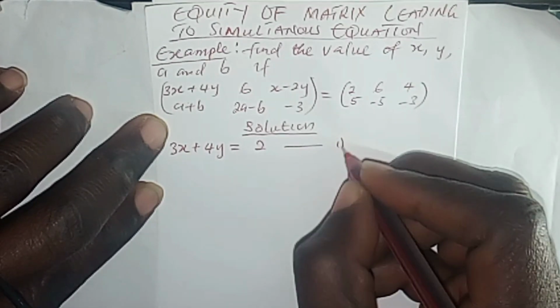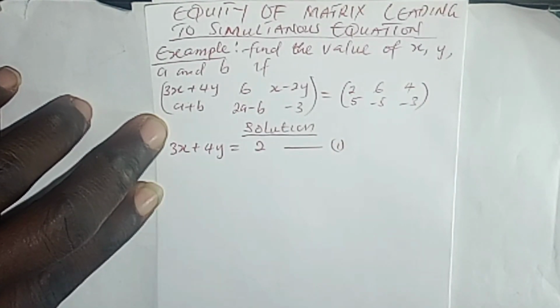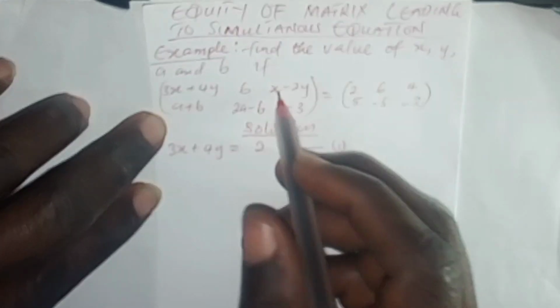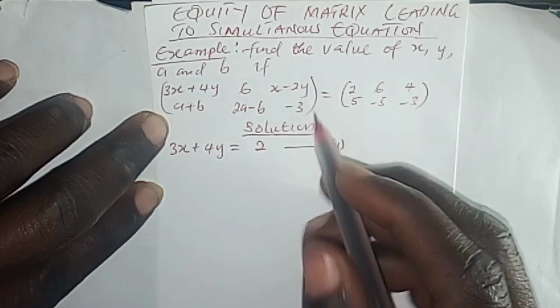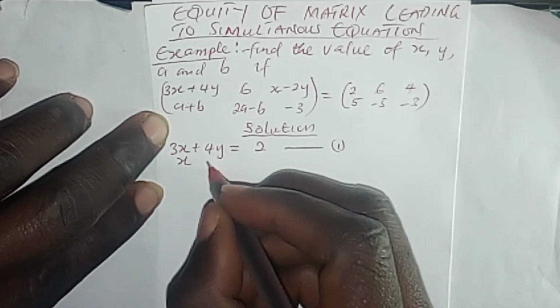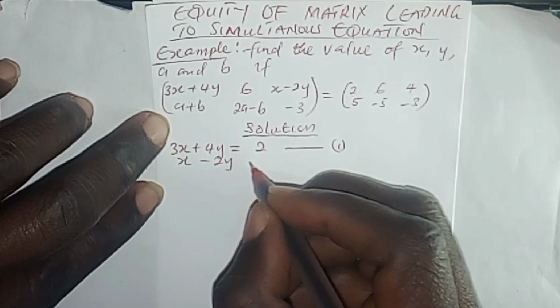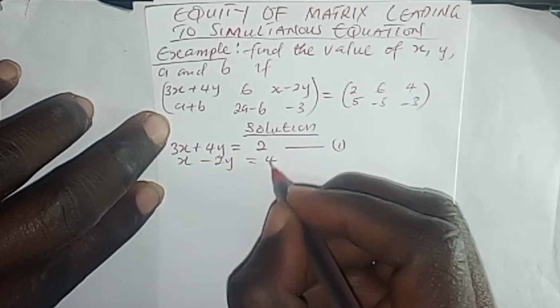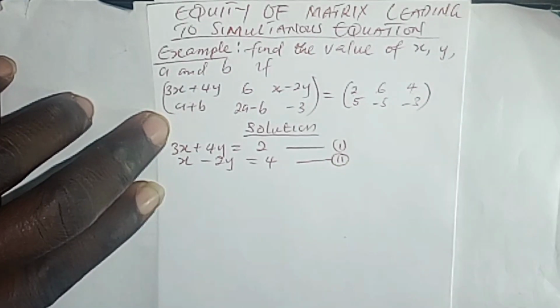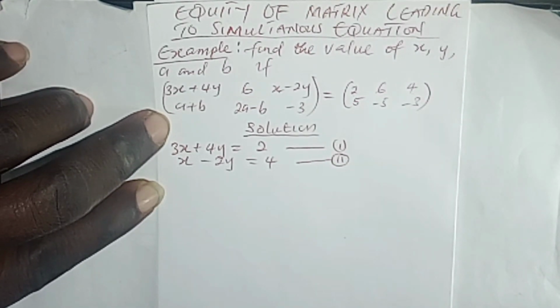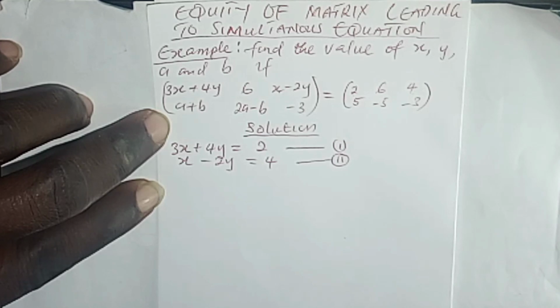Let's assume this one is equation 1: 3x + 4y = 2. And then secondly, x - 2y is equal to 4 because their values correspond. Here we get equation 2: x - 2y = 4. So now let's solve these two equations simultaneously. How are we going to do that?